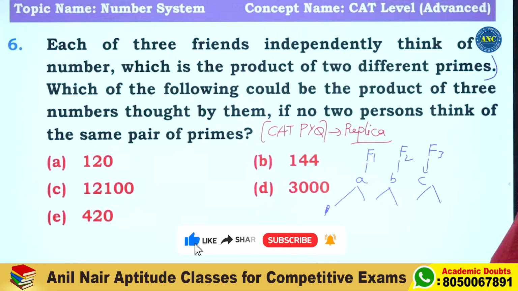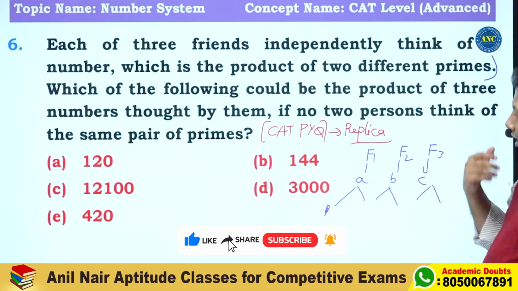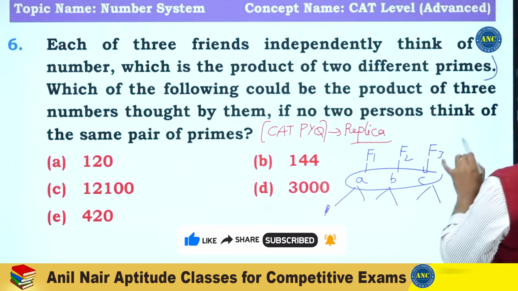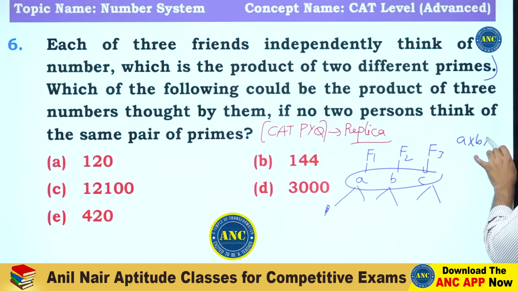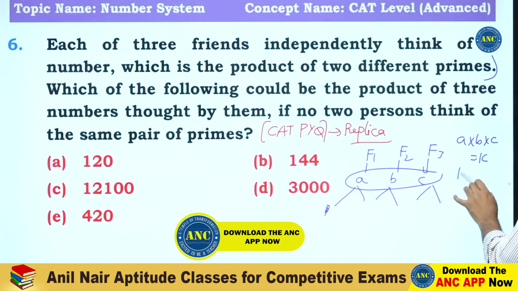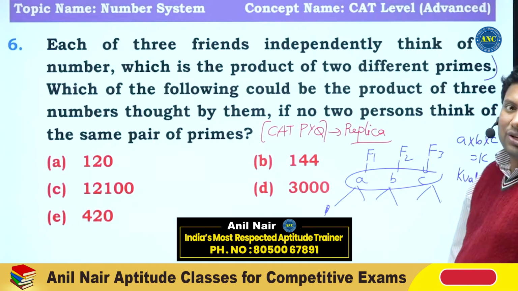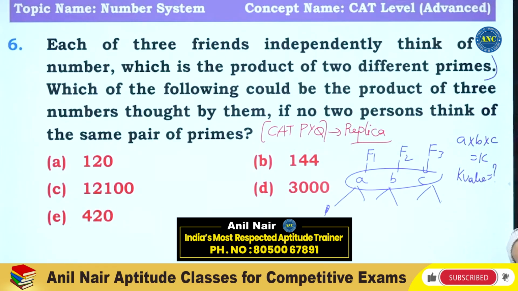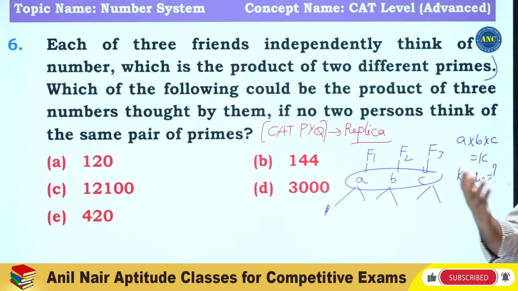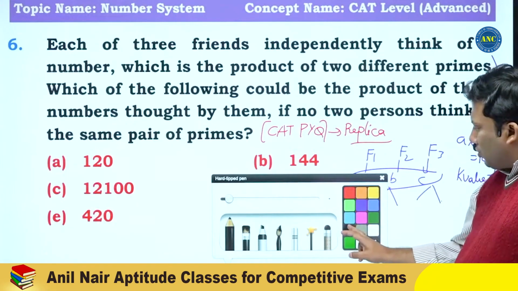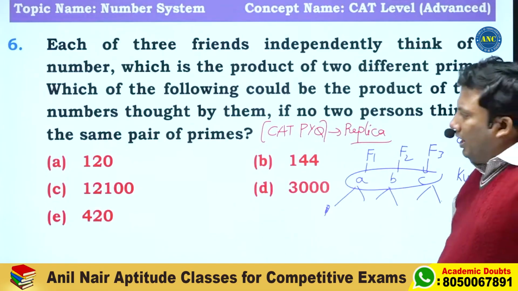Which of the following could be the product of three numbers thought by them? So we need to find A into B into C equivalent to K. The value of K we need to find out. If no two persons think of the same pair of primes, very, very easy question. Students who are logical thinkers should be able to solve.